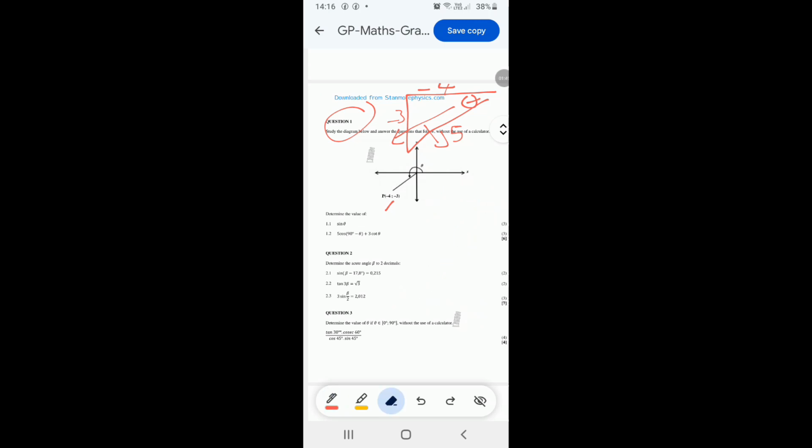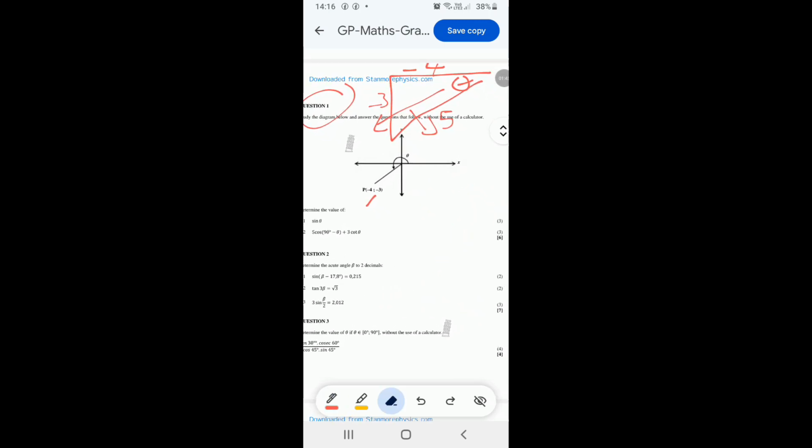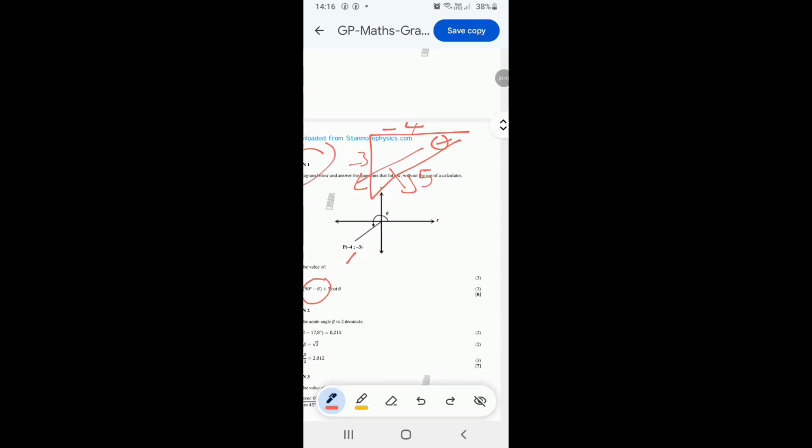Let's go to 1.2. We have cos of 90 minus theta there. Remember, we have 90 there because this is a right angle triangle. Let me write it so it becomes visible. So this is our right angle triangle. This is the right angle, 90. This is theta. This one is 90 minus theta.